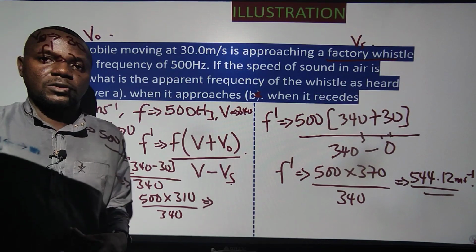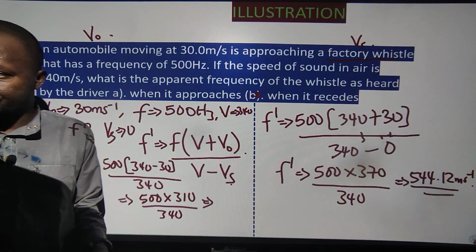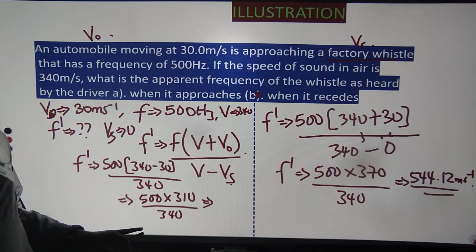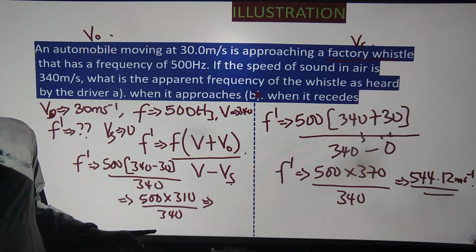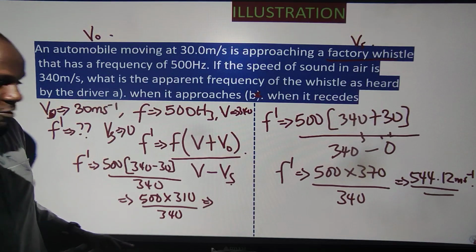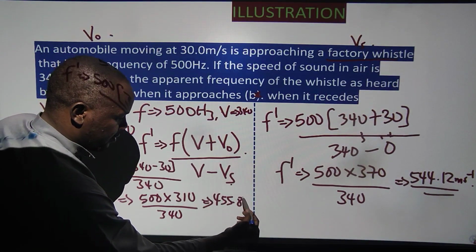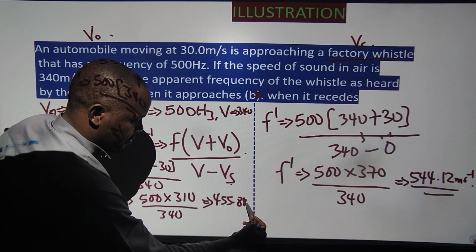So I will know I've actually done the two. So help me out, please. 500 times 310 divided by 340. 455.882. Okay. 455.882. Okay, 88 meters per second.